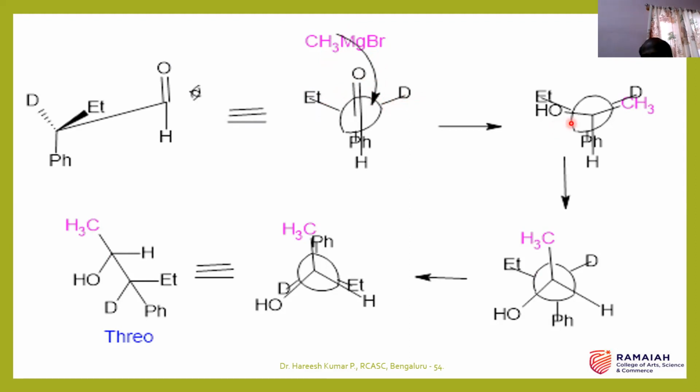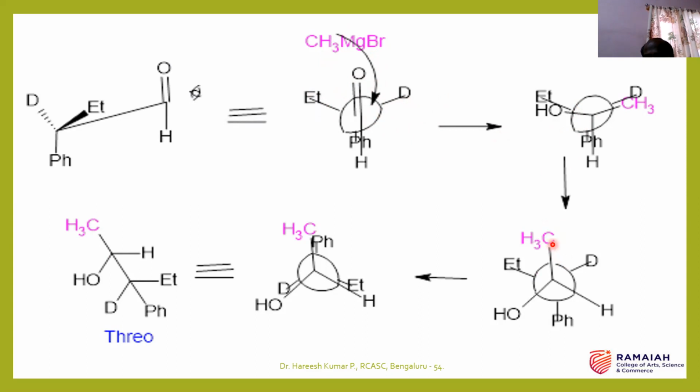So that's what I have written here. From here to here, there will be a movement. What is that movement? CH3 should come over here. That's what I have written here. It's a rotation.